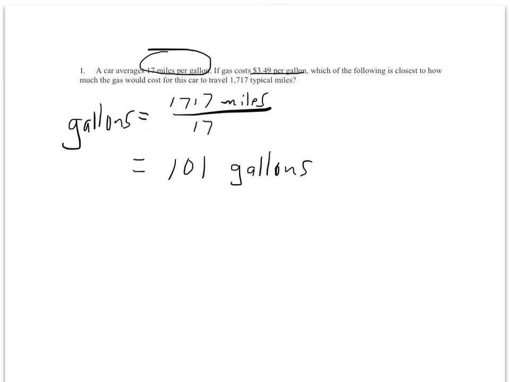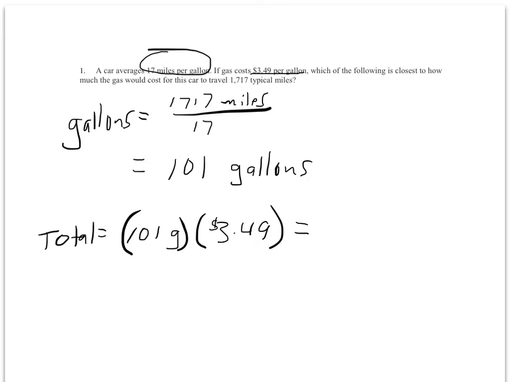To figure out what that's going to cost then, take how many gallons you have, 101, times the cost per gallon, which is $3.49. That's going to give you the total cost of this trip. That comes out to be $352.49.